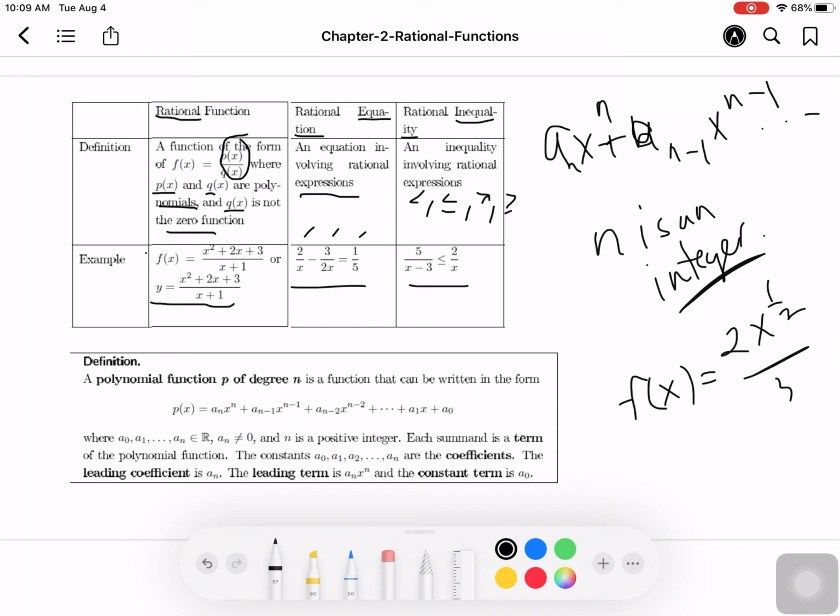Okay, so by the way, this is the polynomial function. This is what I told you. n must be a positive integer. Okay, so if your n is not a positive integer, then it is not a rational function or a polynomial function. So this is not a rational function.